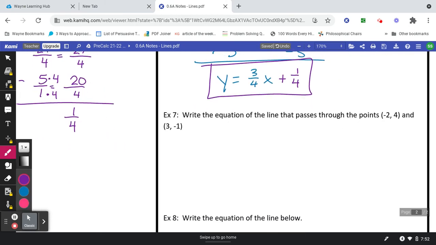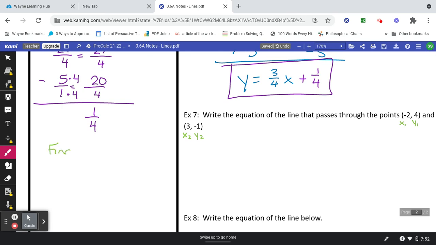All right, example number 7. It says, write the equation of the line that passes through these 2 points, x1, y1, x2, y2. I don't have my slope. So the first thing I need to do is find the slope. We'll do that using the slope formula. y2 minus y1, x2 minus x1. Slope is -1.